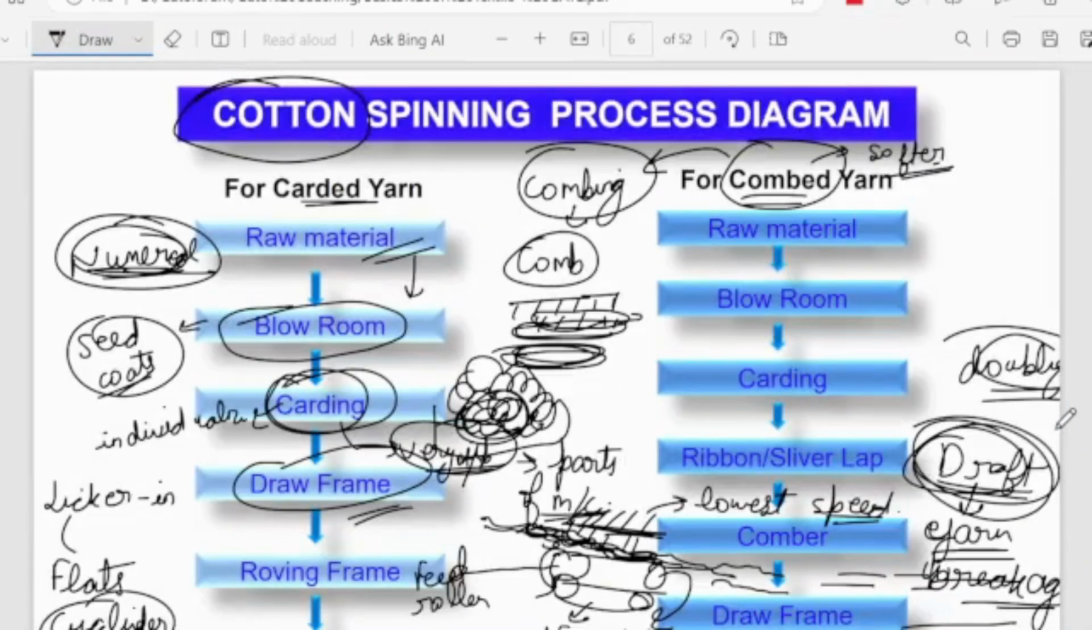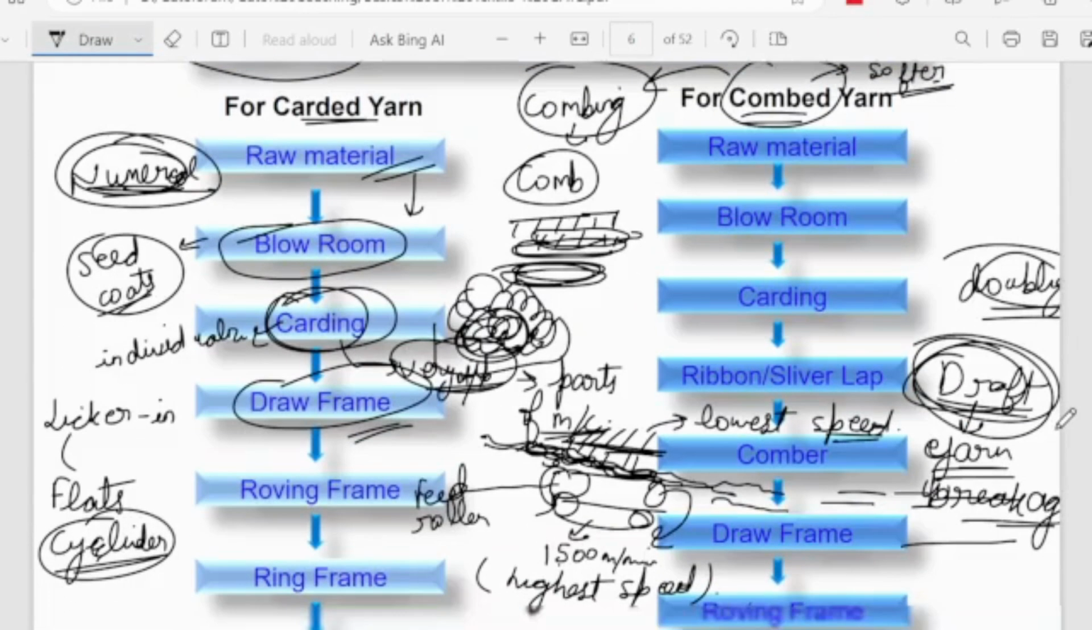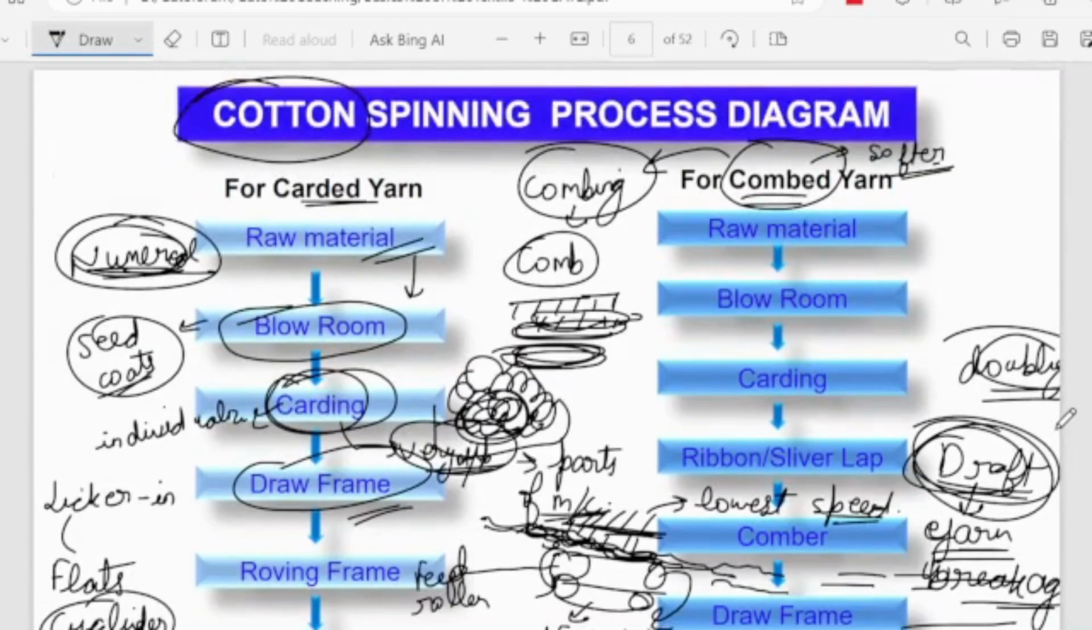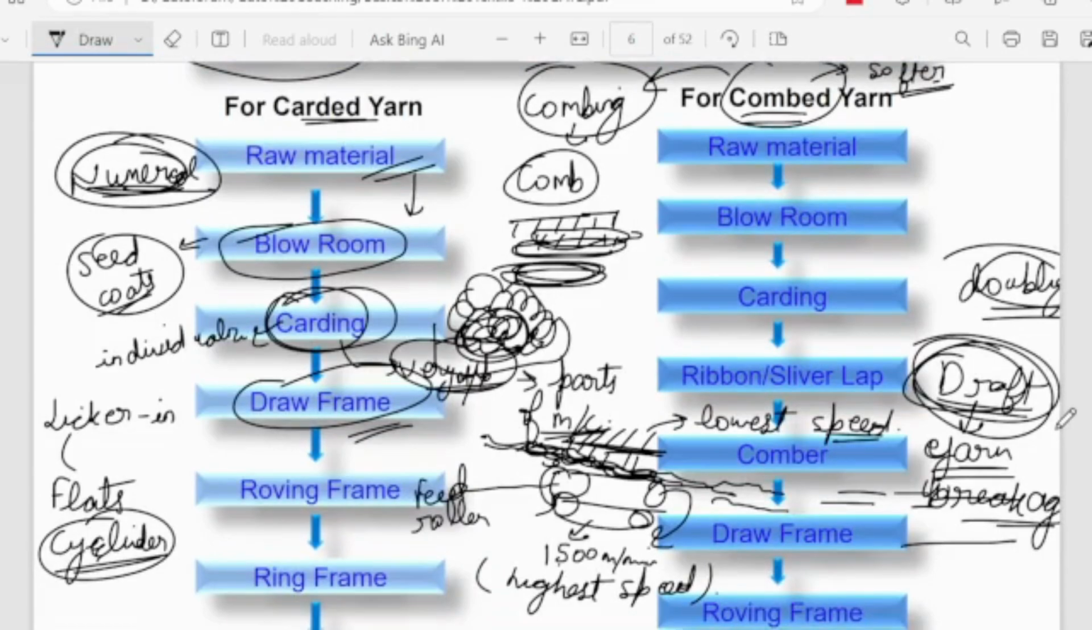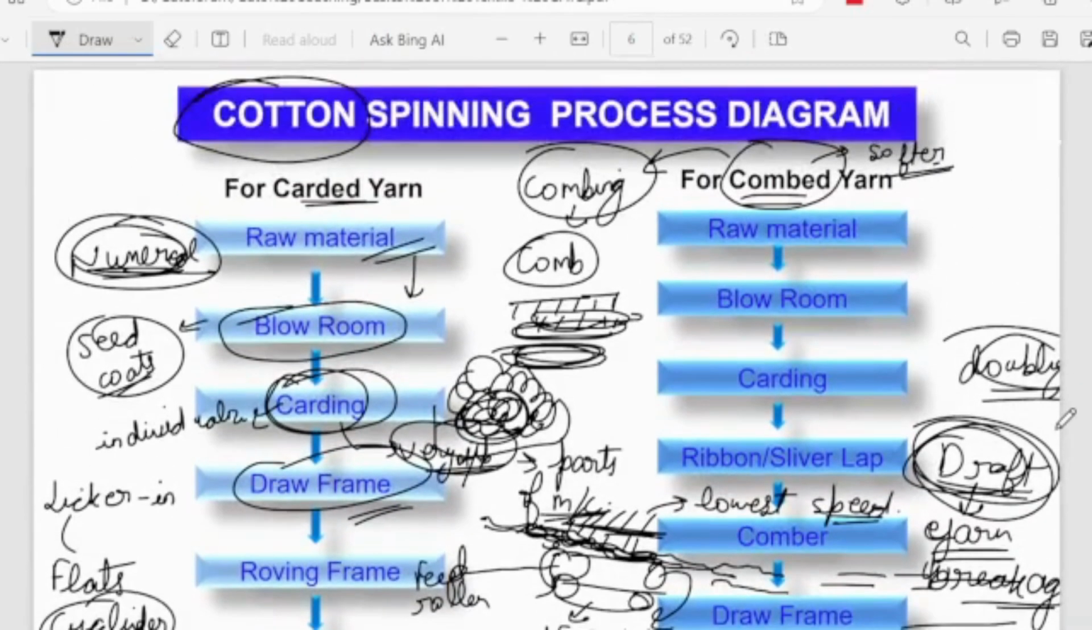Talking about the cotton spinning diagram, this is the raw material, then it is taken into the blow room, then finally carding, draw frame, roving frame, ring frame, and carded yarn is formed. What is the difference between carding and combing? In combed yarn the feel and the softness properties are very much improved, whereas in carded yarns the feel and the softness are not as good as in combed yarn.